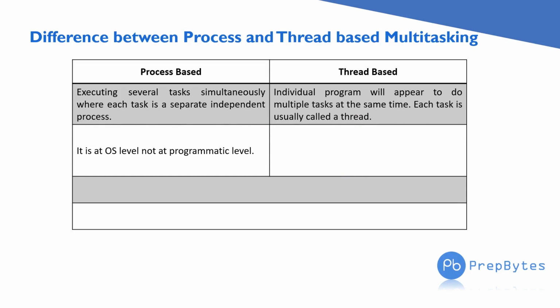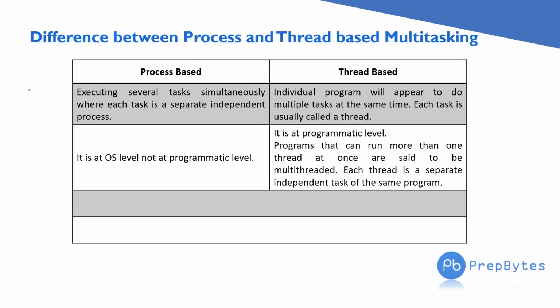Now this is at the operating system level, not at the programmatic level. As you know, it is operating system level because the operating system provides us the base for all these different processes. All these different applications run on the operating system, but these are different applications. But at a programmatic level, we have just a single program. Correct? So it is on the thread side, at the programmatic level.